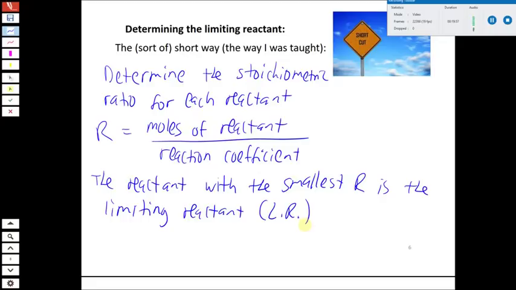Now, the caution of this approach, which I'm going to warn you about now and see how many of you heed this warning in the future, is that this stoichiometric ratio R is great for determining what the limiting reactant is, but as soon as you have that, it's useless after that, okay? So don't try to use R for anything else except for determining what the limiting reactant is. Once you know what the limiting reactant is, your subsequent calculations are not going to start with that value R. They're going to start with the moles of that reagent.